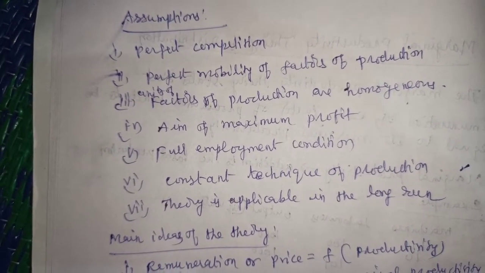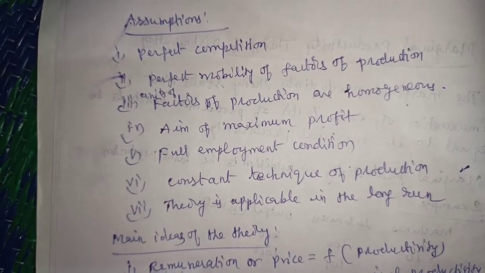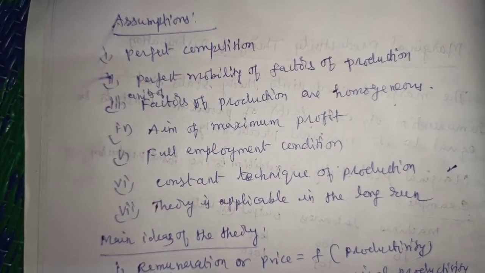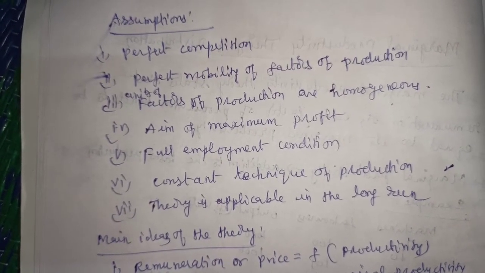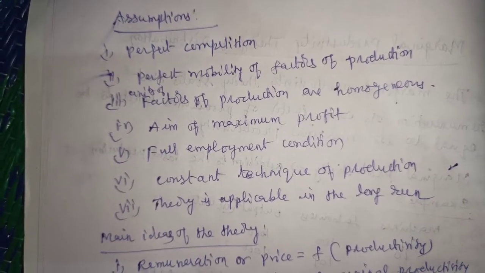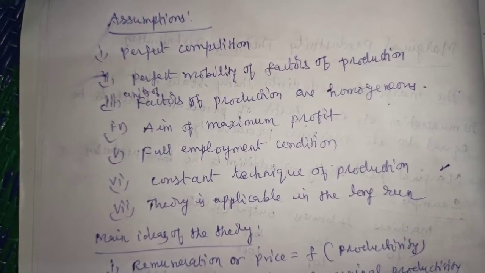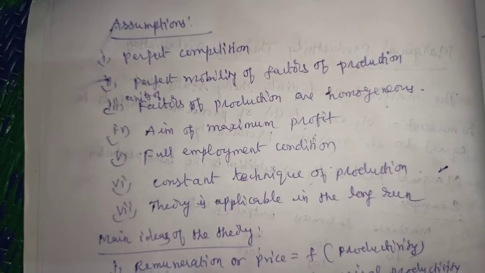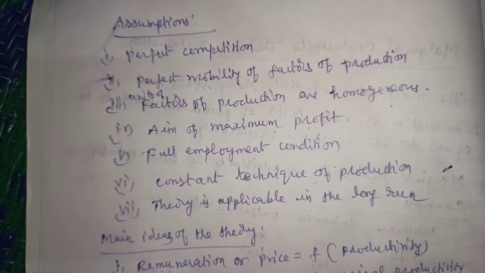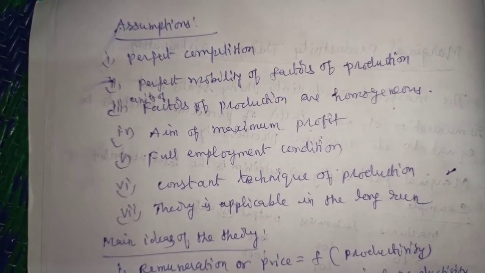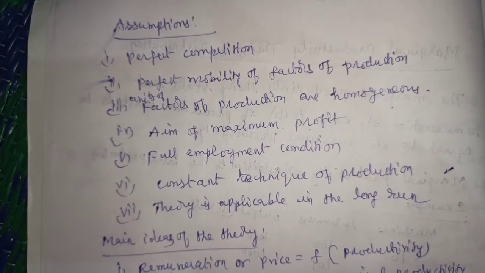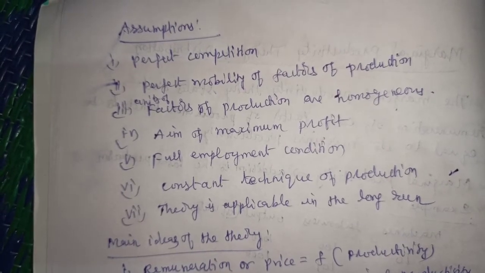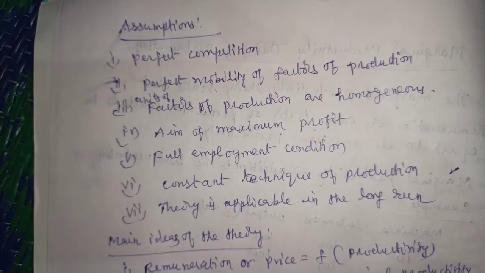The second one is perfect mobility of factors of production. The factors of production can move easily between different users. The next one is that the units of factors of production are homogeneous. They are identical and very similar. Then the aim of the firm is to maximize its profit. And then the full employment condition is assumed. All the factors of production are employed. There is no unemployment in the industry.